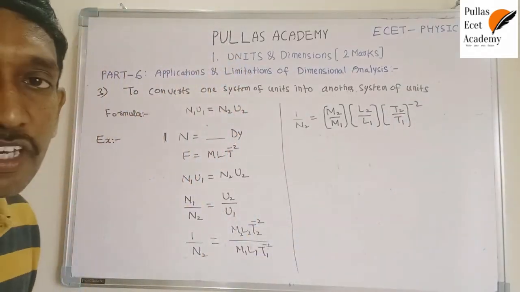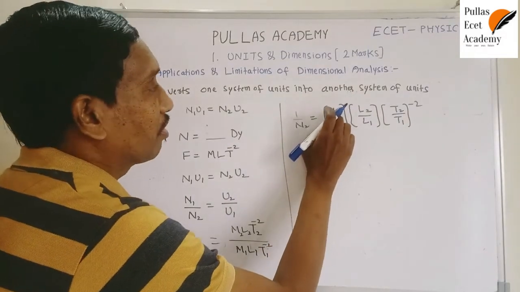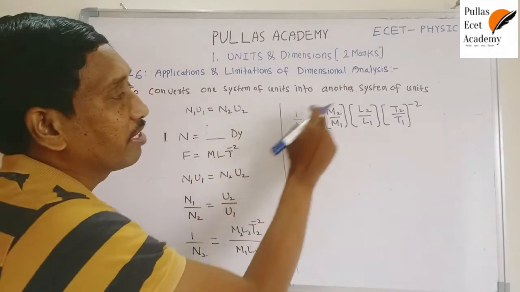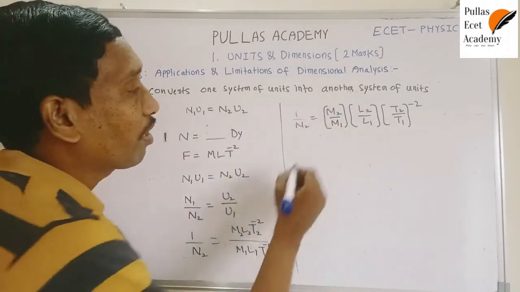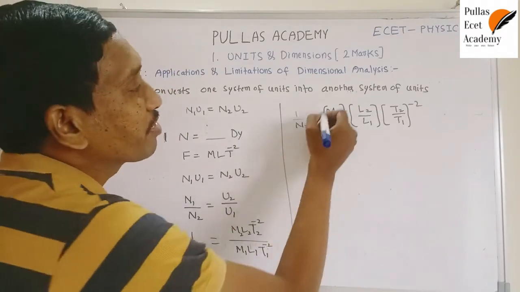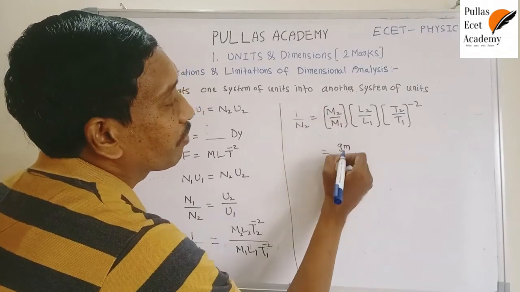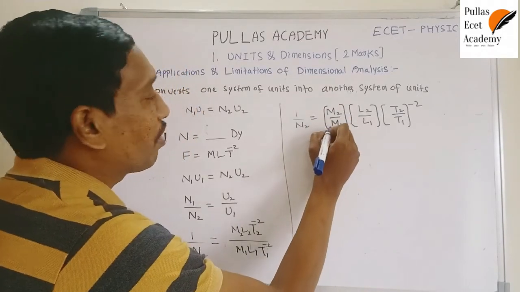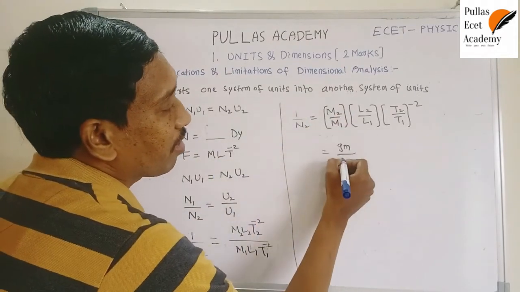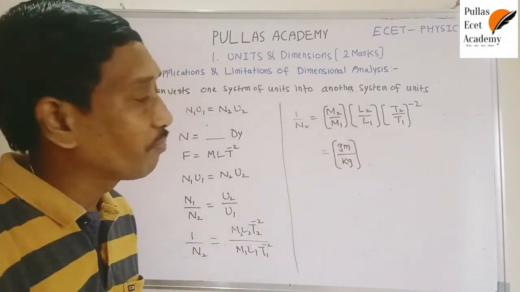Now simplify this equation. How can it be simplified? M2 stands for mass in the CGS system, the second system. We know the unit of mass in CGS: gram is the CGS unit, so instead of M2 write gram. M1 is the unit of mass in the SI system, the first system. In SI the mass unit is kilogram, so instead of M1 write kilogram, and instead of M2 write gram.